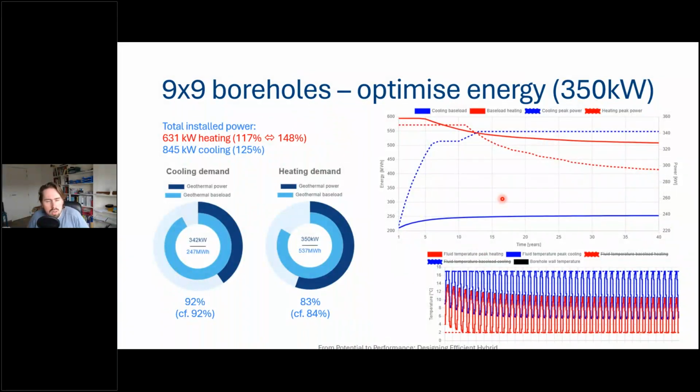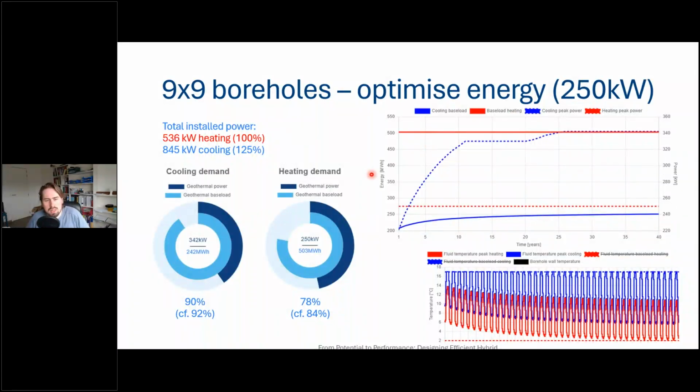So perhaps we can still go a little bit lower. Let's say 250 kilowatts. And you can really play around with this. And if we go for 250 kilowatts, we see something really interesting happen. If you take a look at the figure on the right below, you see that we reach the minimum temperature only in the last year of operation, which means that the peak power we install, we can always use. And the baseload energy in heating is also the same. It's only in cooling that year after year we can inject more heat into the ground due to the imbalance.